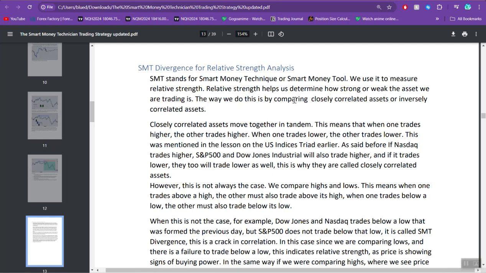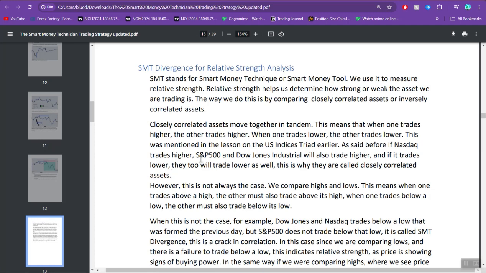So in saying this, the way this works is that we have assets that are closely correlated. Now, what does closely correlated mean? Closely correlated means that the assets that we are watching move in the same direction, right? They move in tandem, meaning, for example, we have NASDAQ, we can have S&P 500, and we can have Dow Jones. Or we could even have Euro USD, GBP USD, and dollar index. But dollar index really moves the opposite direction.